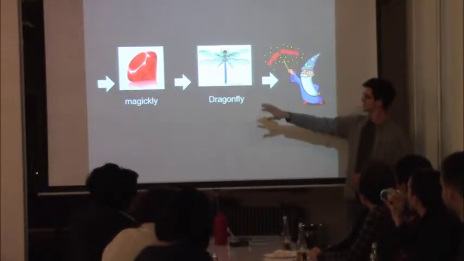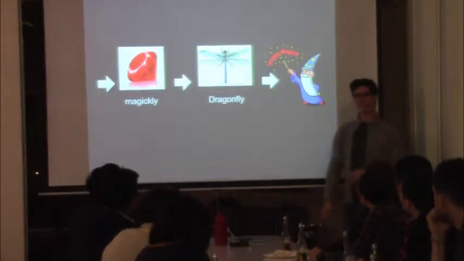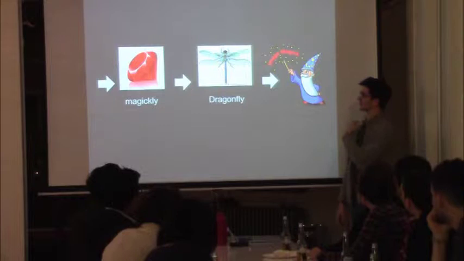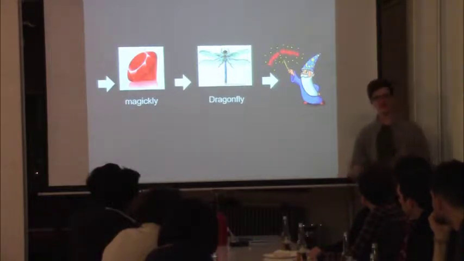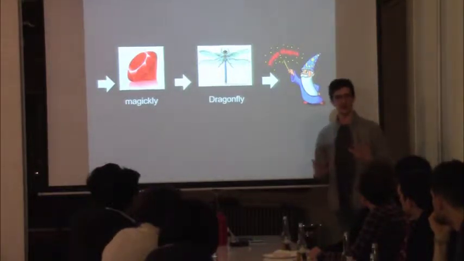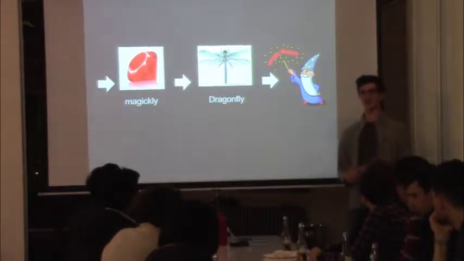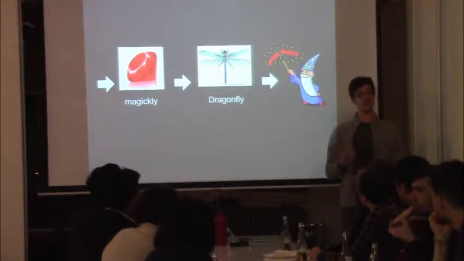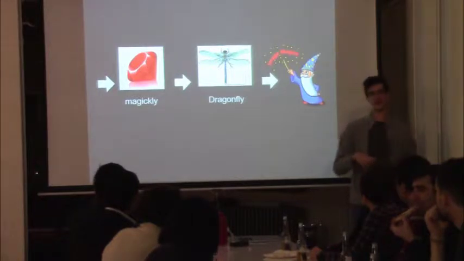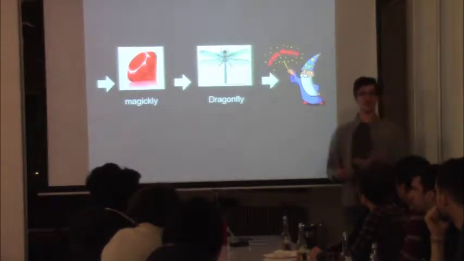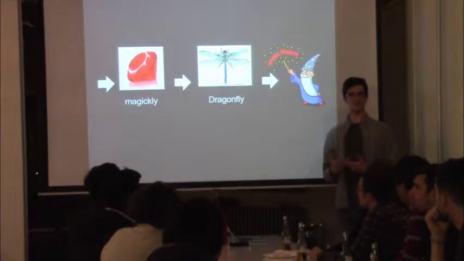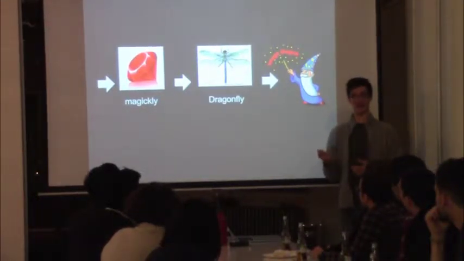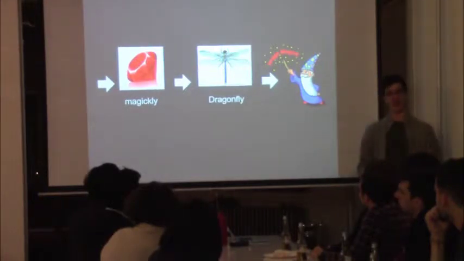So Magically sits on top of a library called Dragonfly. Dragonfly is actually a sort of a full-fledged attachment management gem, so something like Carrier Wave or Paperclip. It handles similar cases to that. I'm actually just using it because it has a nice interface to ImageMagick. So ImageMagick is, think command line Photoshop. It allows you to do transformations on images all through arguments in the command line. And that's what I try and mirror in Magically.